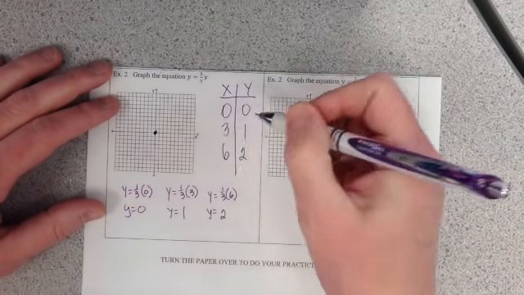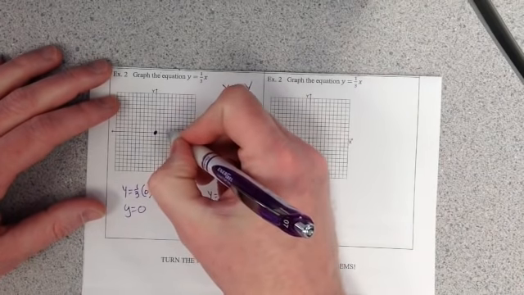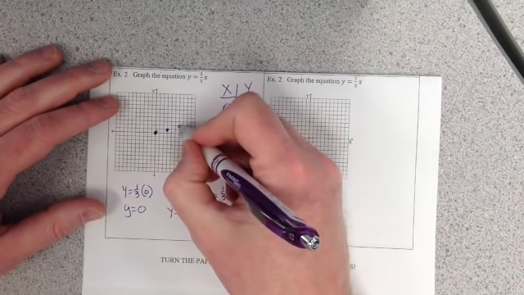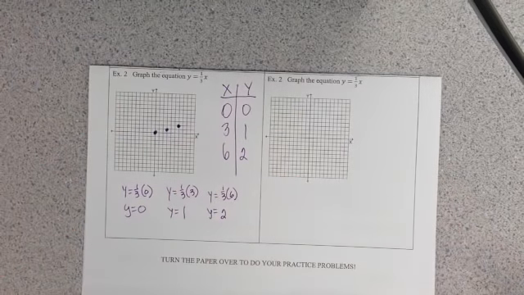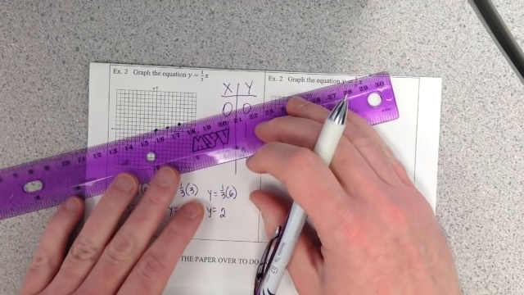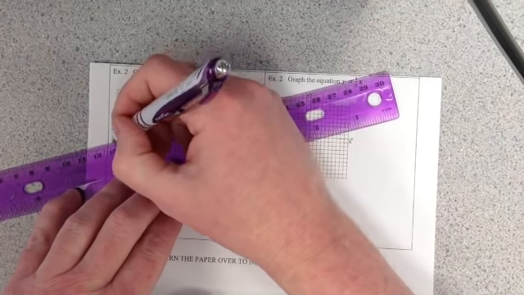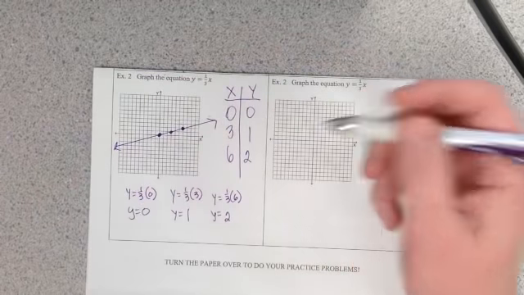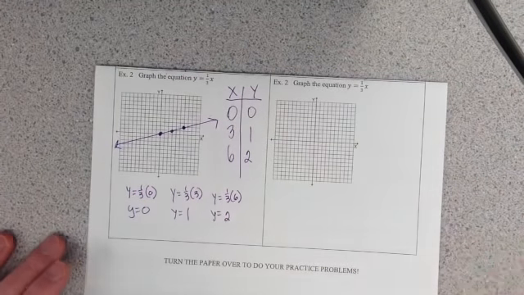0, 0; 3, 1; and 6, 2. And there are the 3 points on my line. I draw the line, put arrows on each end, and there we go. Okay? Created a table of values.